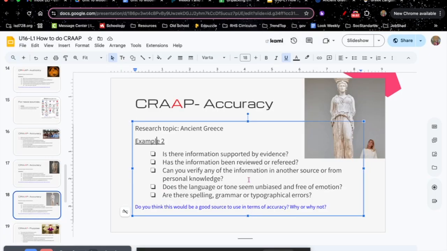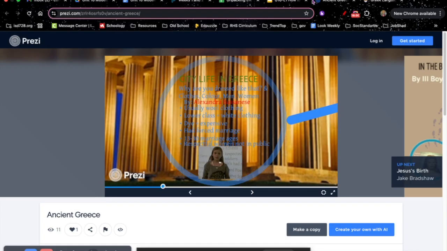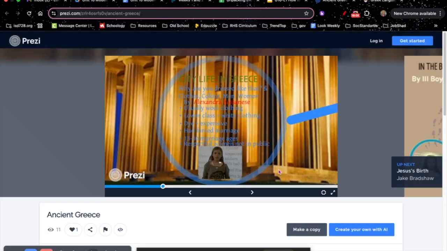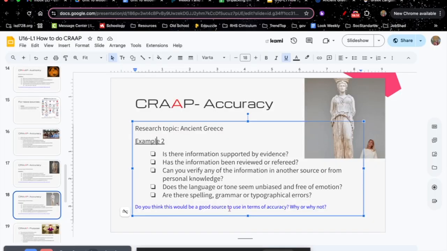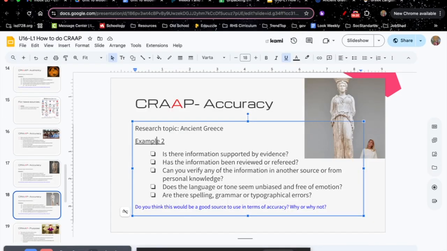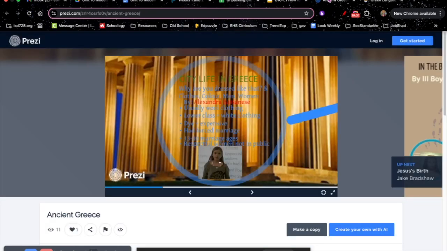Has the information been reviewed or refereed? There's really no way to tell, so kind of unknown. Can you verify any of the information in another source or from personal knowledge? Yeah, I could go in and probably Google all these things, see if they're true or not. Does the language or tone seem unbiased or free of emotion? Well, it's just kind of doing bullet point facts, so I guess there's not a whole lot of text. It's hard to determine. And are there spelling, grammar, and typographical errors? Well, it doesn't look like there's any errors, but hard to say.